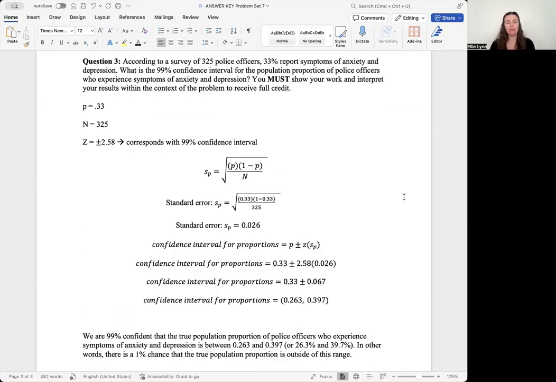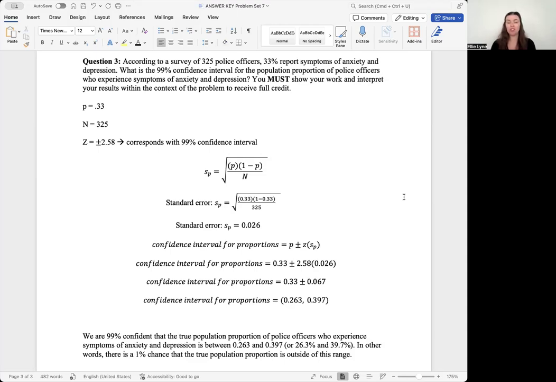According to a survey of 325 police officers, 33% report symptoms of anxiety and depression. What is the 99% confidence interval for the population proportion of police officers who experience symptoms of anxiety and depression? You must show your work and interpret your results within the context of the problem to receive full credit.